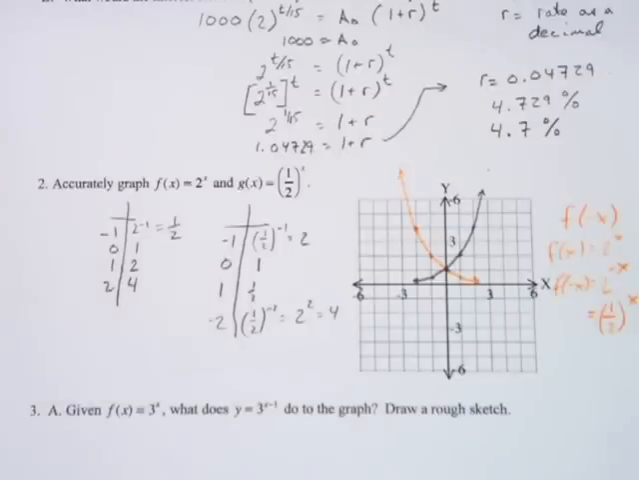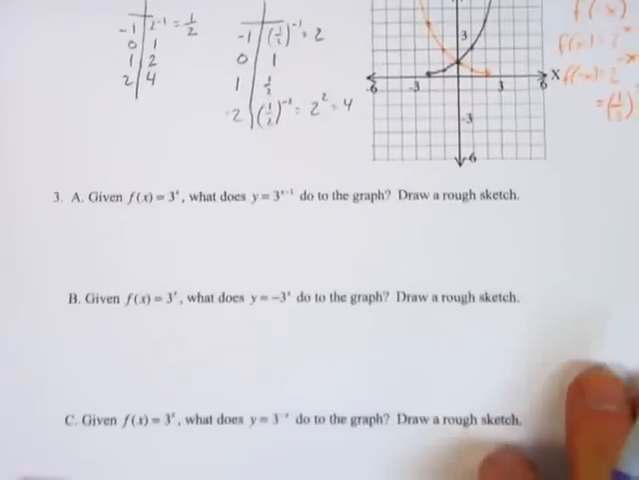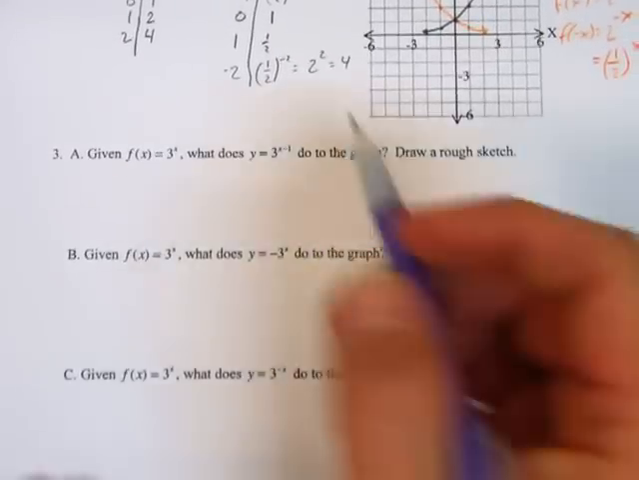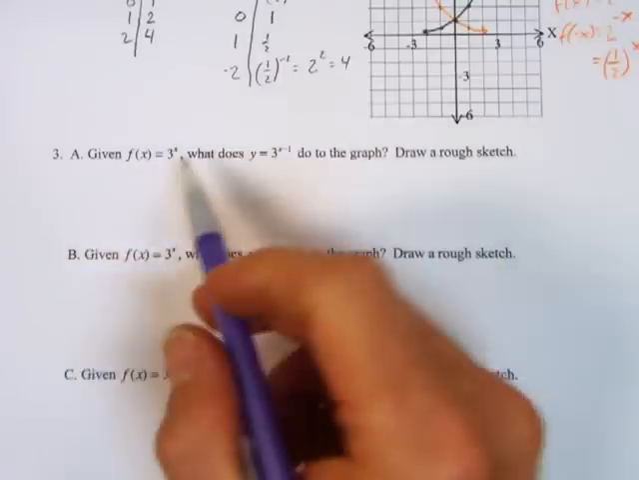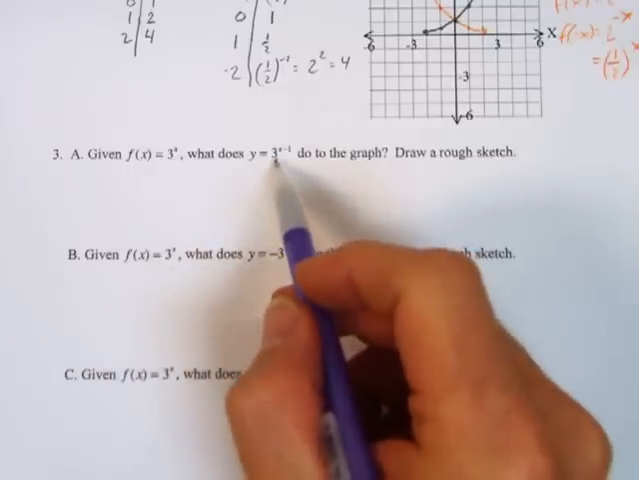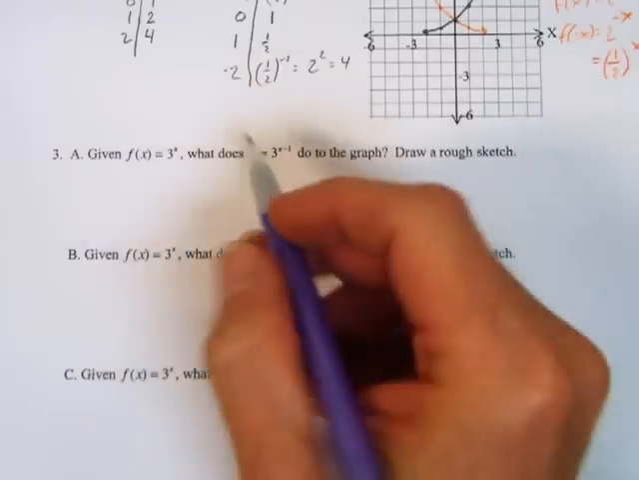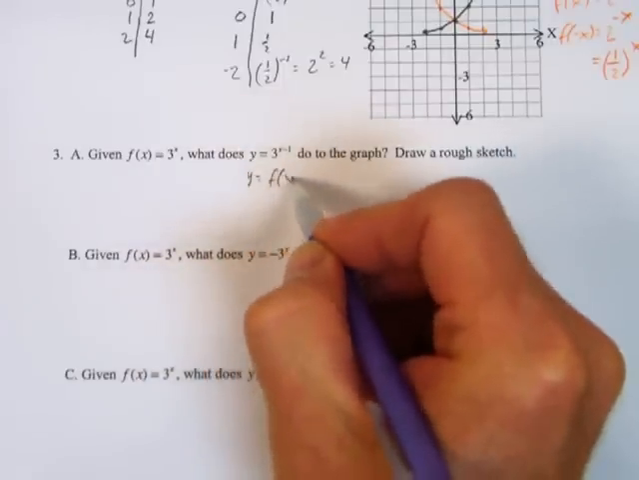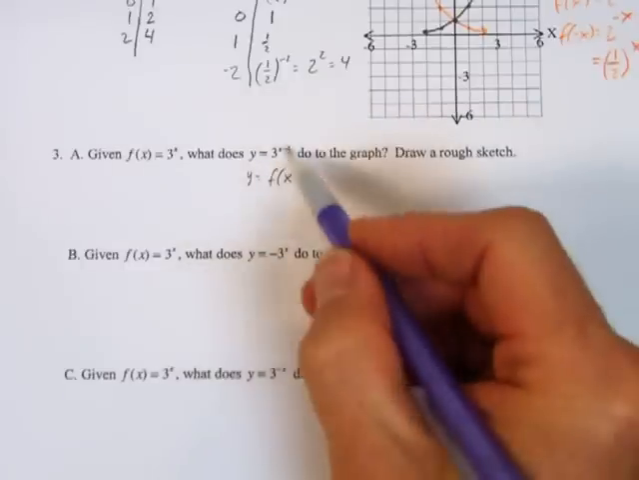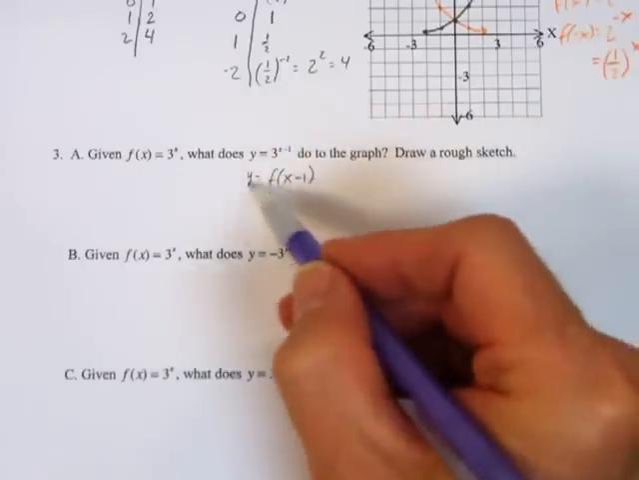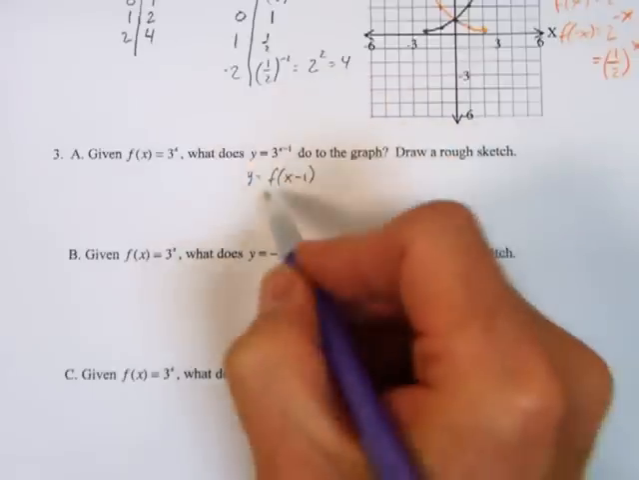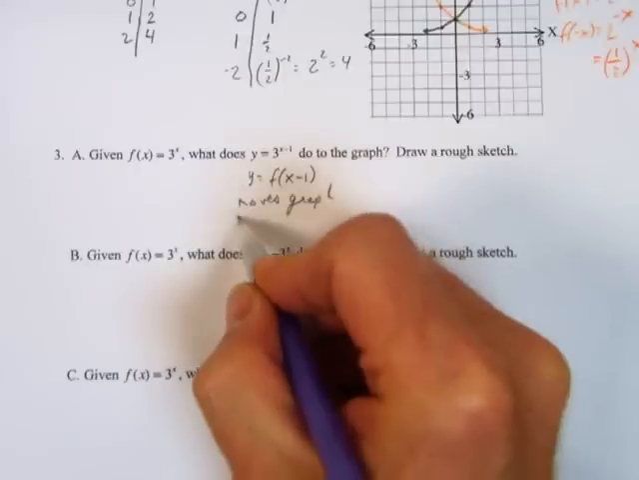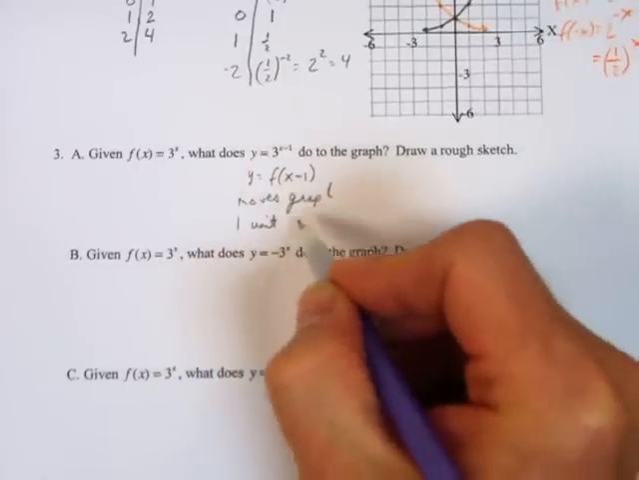Here's a little more review from chapter 4. And these are transformations, translations, as well as scale changes. So let's take a look at this. If we have y equals 3 to the x, what does y equals 3 to the x minus 1 do to the graph? If we think of this as f of x, this is y equals f of x minus 1. What you want to do is recognize it in both forms, but sometimes this helps to jar the memory. What this does is it moves the graph 1 unit in which direction?